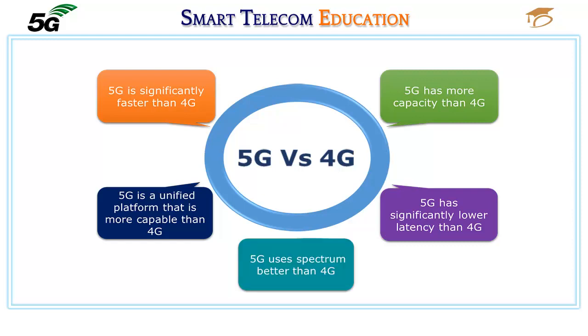5G uses spectrum better than 4G. 5G is also designed to get the most out of every bit of spectrum across a wide array of available spectrum regulatory paradigms and bands, from low bands below 1 GHz, to mid bands from 1 GHz to 6 GHz, to high bands known as millimeter wave.